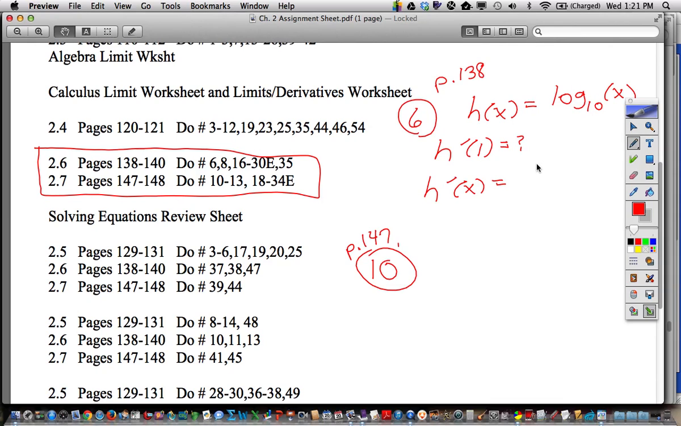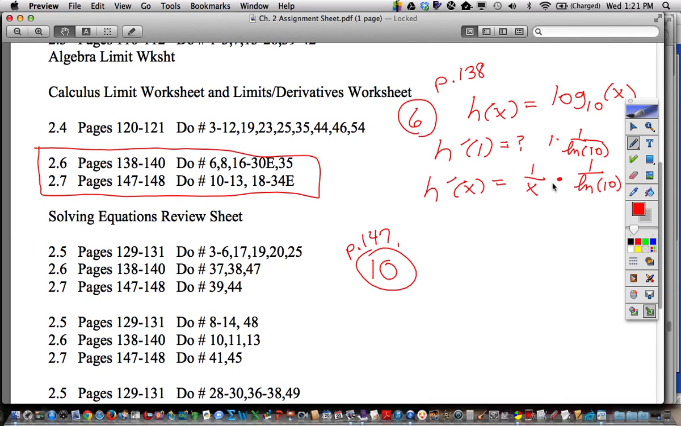So what would be the derivative of this? What's the rule for log? 1 over x, 1 over ln 10. So then you'd put a 1 in for x. 1 over 1 is 1 times 1 over ln 10. I mean, it's that simple. If you want to find h prime of 1, first find h prime of x using your rule, plug into it, okay? And then the rest of the homework is pretty much just doing derivatives, just using these rules.